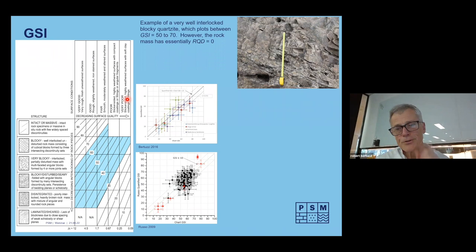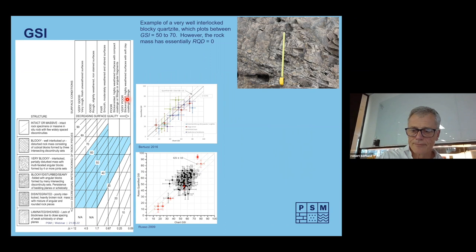There's some cases where if you went the numbers game, you'd end up with a zero when you should actually have a slightly higher GSI, or in this case here, quite a bit higher. Because the numbers game is driven by RQD, and RQD is not infallible. There's lots of issues with RQD, as we know, but it's what we have to use.